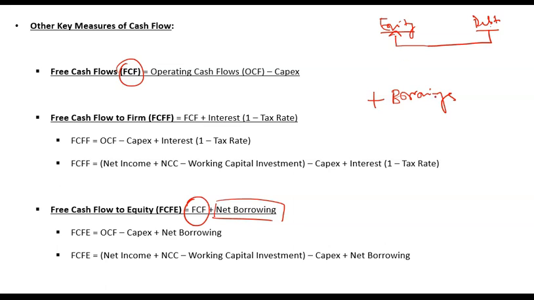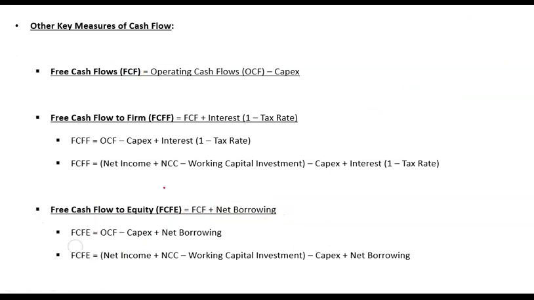So whenever you do borrowing, that is added, and whenever you repay a loan, that will be an outflow for equity and an inflow for the debt holder. So you subtract payments of loan. Borrowing minus payments is known as net borrowing. If you just add net borrowing to free cash flow, that gives you your free cash flow to equity. One of the methods was using free cash flow to firm for valuation. Another method can be free cash flow to equity.